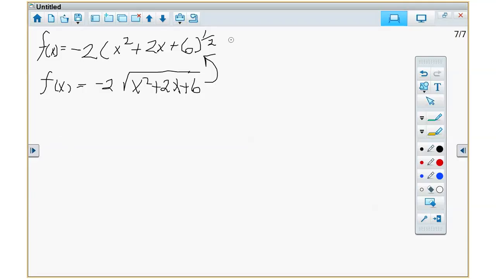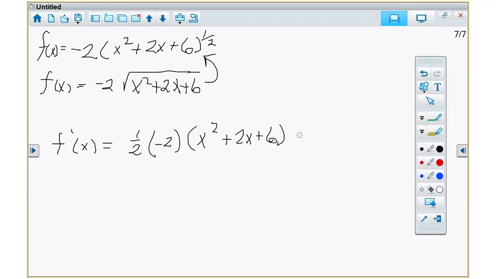So, f prime of x, no, I don't want to write it like that. Let's go down here and do it. F prime of x, I'm going to write this one out again with each step. So that'd be 1 half times negative 2 times x squared plus 2x plus 6 to the 1 half minus 1. And then I'm going to go ahead and take the derivative. I'm not going to write it with a prime. I'm just going to take the derivative.